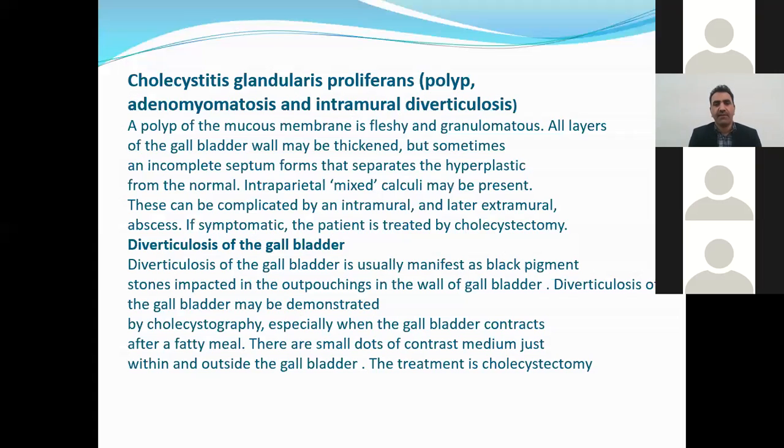Diverticulosis of the gallbladder, when the gallbladder wall is supplied by multiple diverticula, is usually manifest as black pigmented stone impacted in the outpouching in the wall of the gallbladder. Diverticulosis of the gallbladder may be demonstrated by cholecystography, especially when the gallbladder contracts after a fatty meal. There are small dots of contrast medium. The treatment for this condition is cholecystectomy.